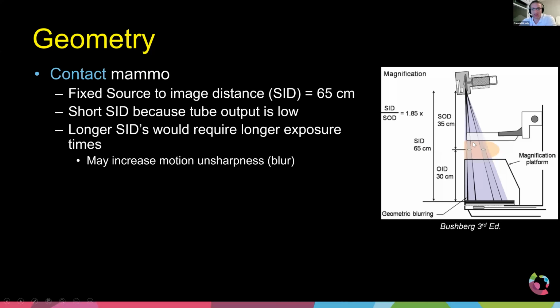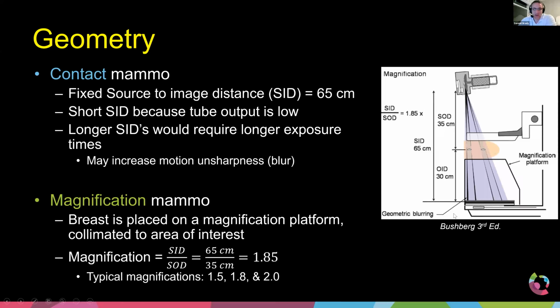Now, when we do magnification mode, we've placed a little magnification platform on. The breast is a little higher with respect to the tube to the detector. This gives us the ability to image so it projects the anatomy larger on the field of view. So we get just a magnified view of the breast. The typical magnification modes are 1.5, 1.8, or typically 2. If you get that breast somewhere in between, source to object distance of about 35 centimeters versus the source to detector distance, which is usually fixed at 65, so basically right in half, that's where you get a magnification of 2. Kind of makes sense.